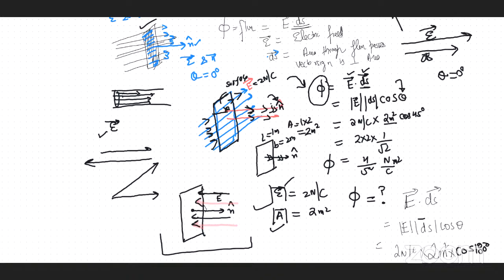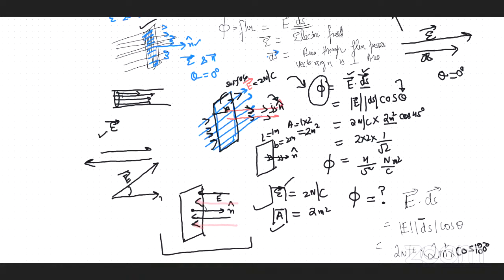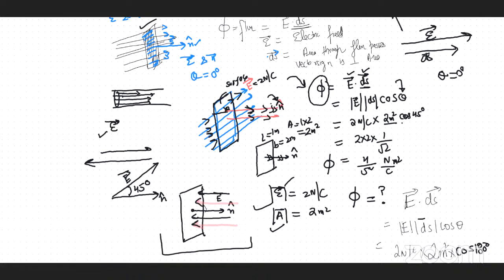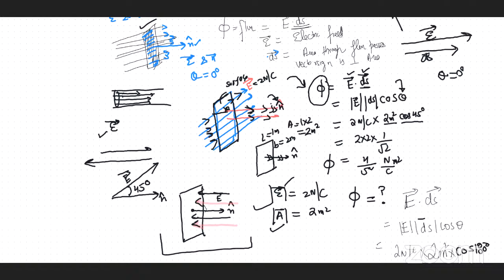What is the angle between the electric field vector and the normal to the area vector? It is given to be 45 degrees, and that is why I used 45 degrees. Clear? Right. Okay. I got it.